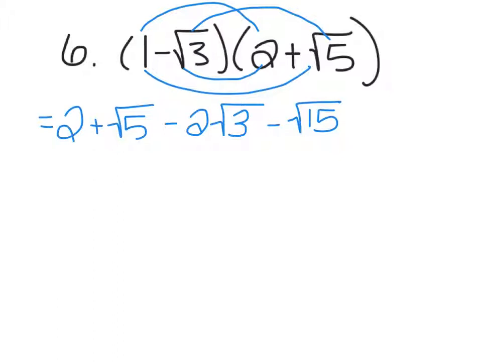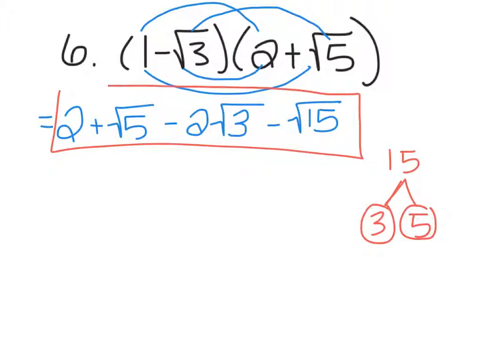Do we have any like terms? Is there any way to get them to be like terms? Well, just for the heck of it, let's see if the square root of 15 will reduce. What are 2 factors of 15? We have 3 and 5. They're both prime, right? Do we have any pairs? No. So this is going to be our final answer. We can't reduce anything to make it like terms.